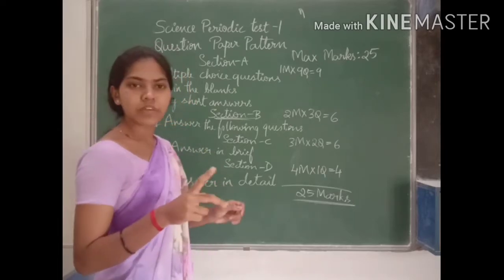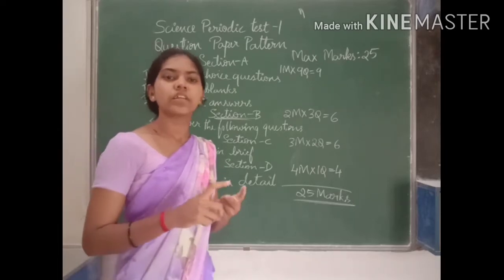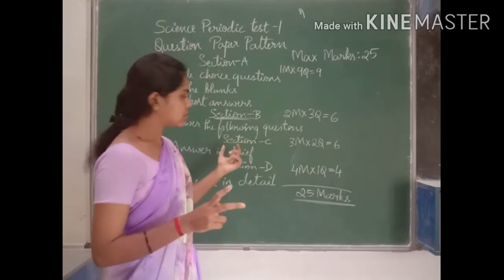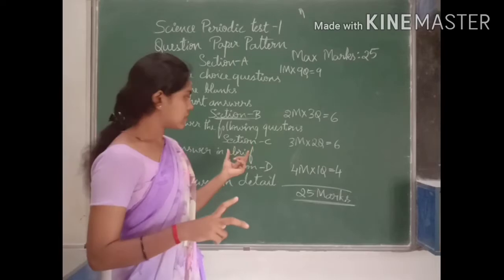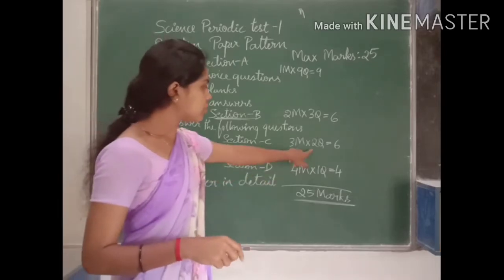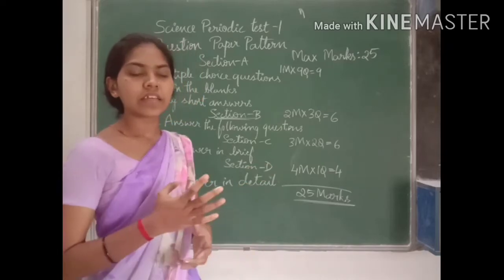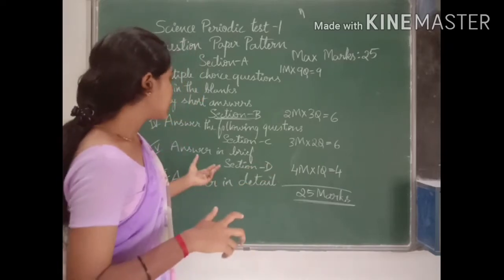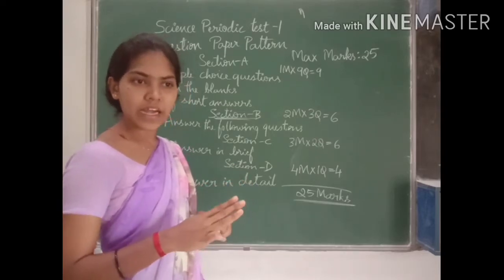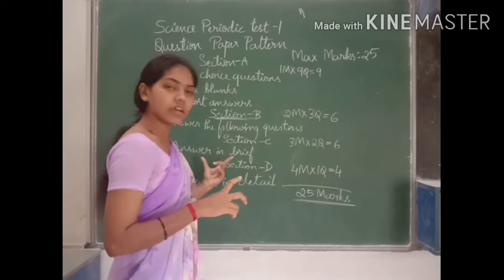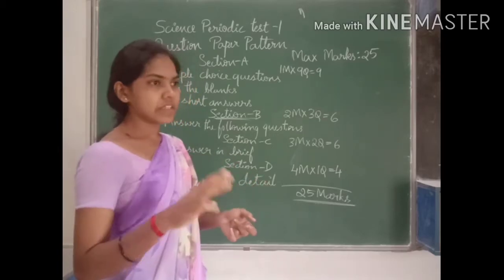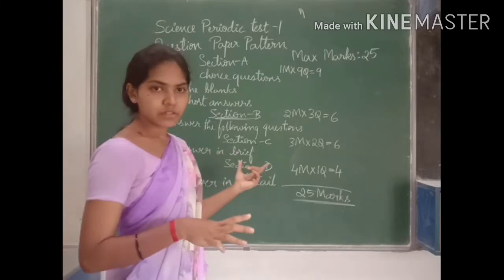For 2 marks we may ask the characteristics, the difference, the comparison and all. If they ask for 2 marks, write 2 points, 2 differences or 2 comparisons, like that. Section C carries 3 marks. There are 2 questions. If they ask any characteristics, comparison or differences, you have to write at least 3 or 4 points. If they ask difference, you have to write 3 differences between the 2 things.